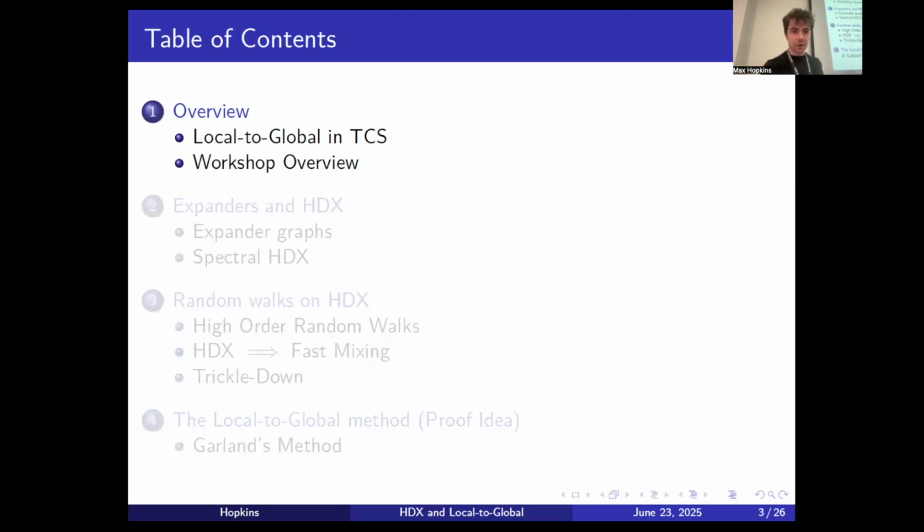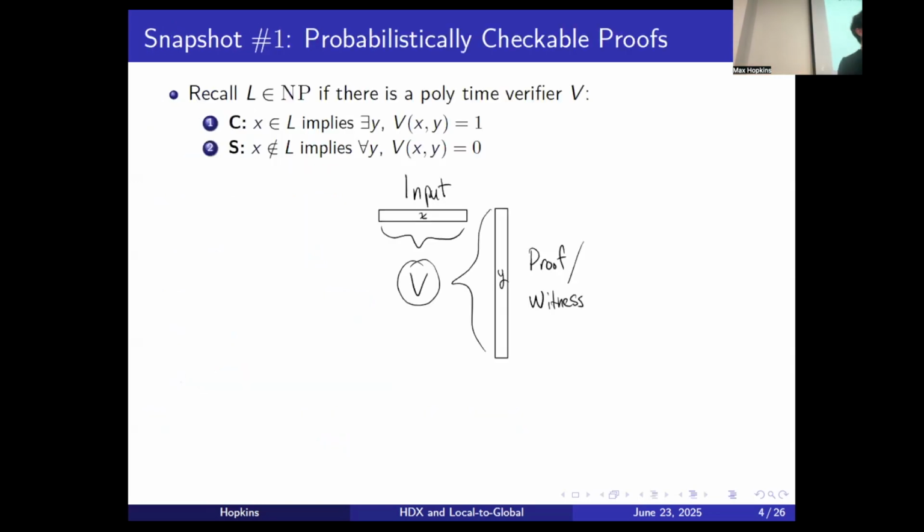Let's go ahead. So like I said, I want to start with some highlights of the local-to-global phenomenon in TCS and where HDX fit. And if you are already familiar with the STOC 2025 program, you might know where I'm going to start, which is the problem of the PCP theorem, probabilistically checkable proofs, which we've just seen a major advance on in this conference, or we'll see in a couple hours.